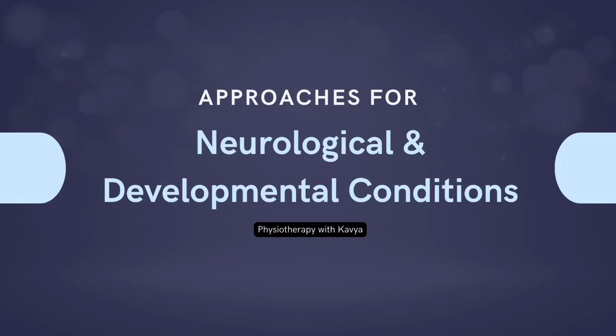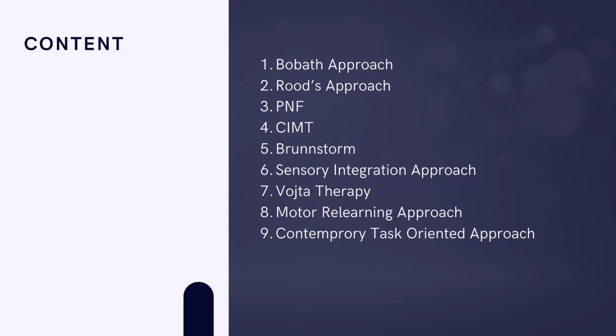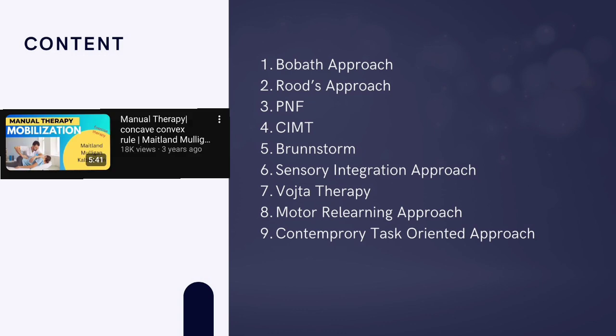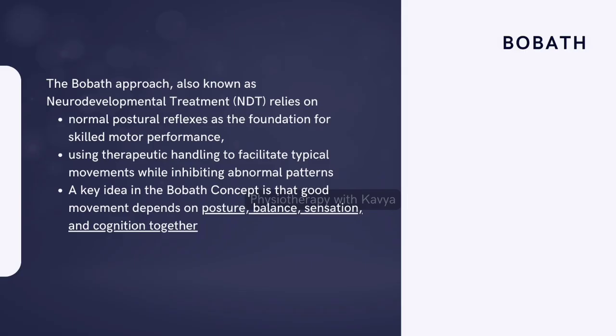In this video, we are diving into therapeutic approaches for neurological and developmental conditions. There are 9 approaches that we will be talking about in this video. By the way, we also have a video on schools of manual therapy that also follows a similar format, so do check it out. Let's start with Bobath.